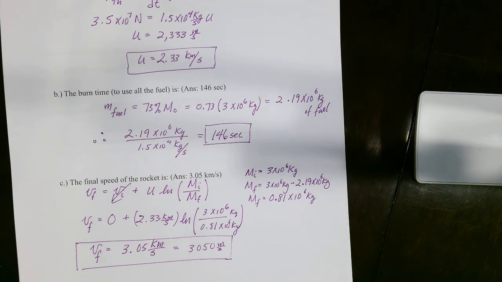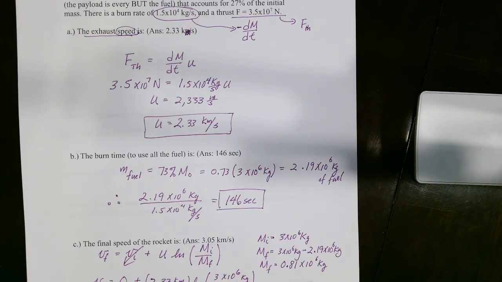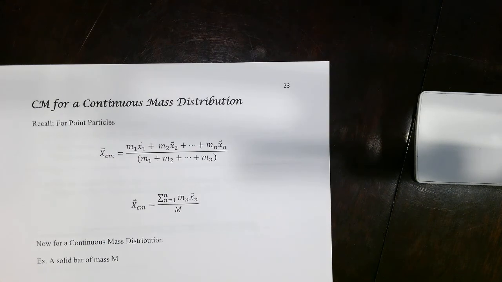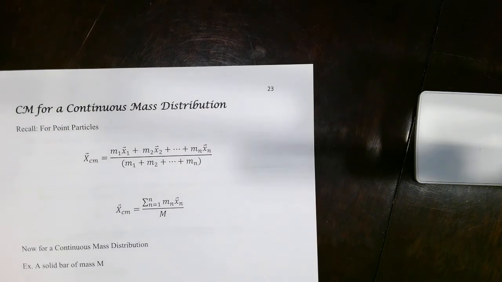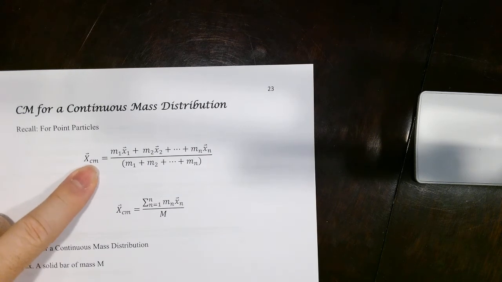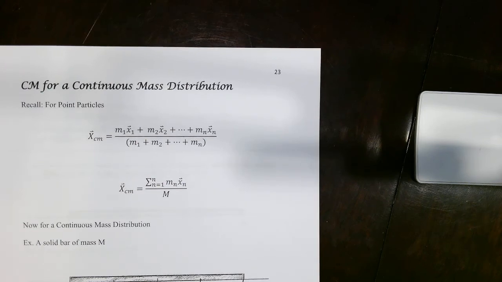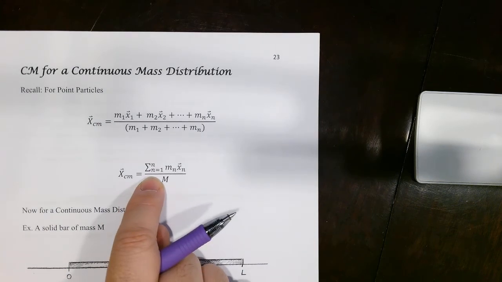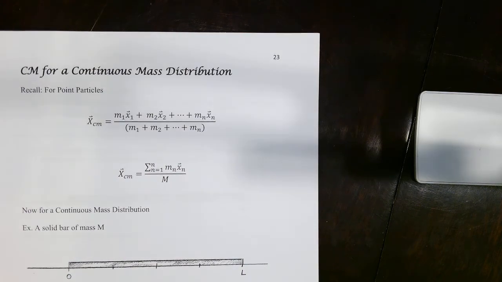All right. Moving on. Let's do the mass distribution now. All right, center of mass for a continuous mass distribution. For point particles, we did this: x sub CM is equal to m1 x1 plus m2 x2 plus and so on over total mass m1 plus m2 plus etc. So it's a summation of mn xn over total mass.